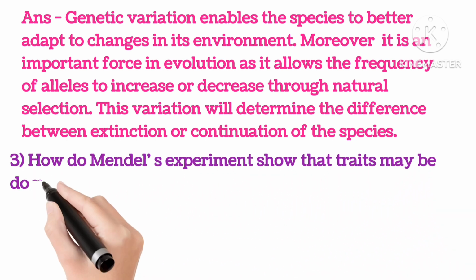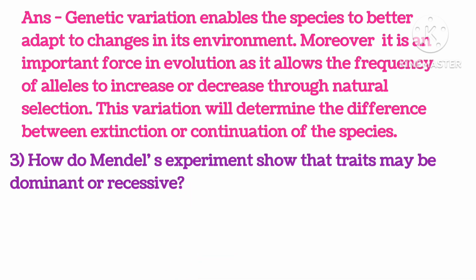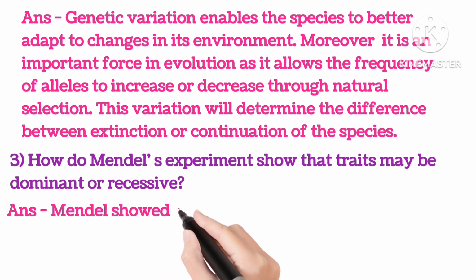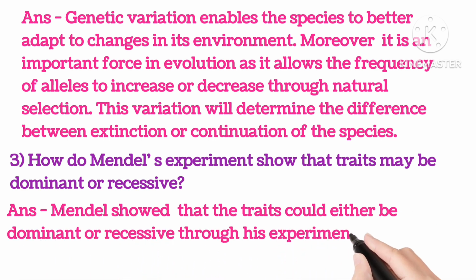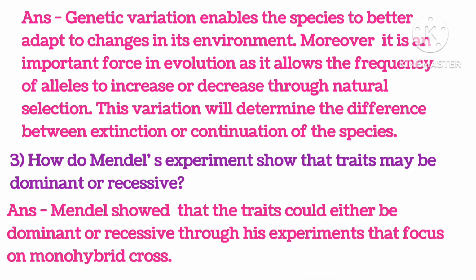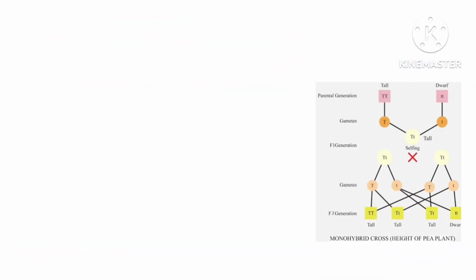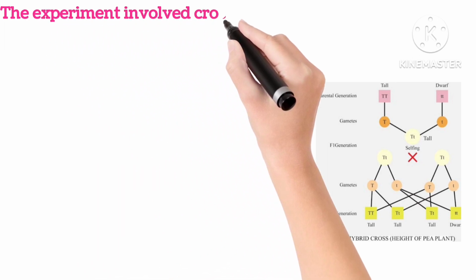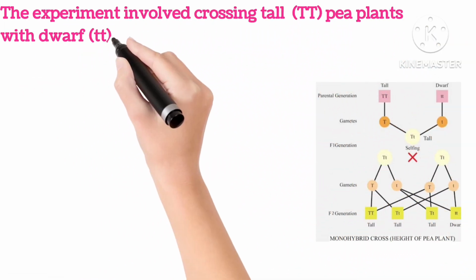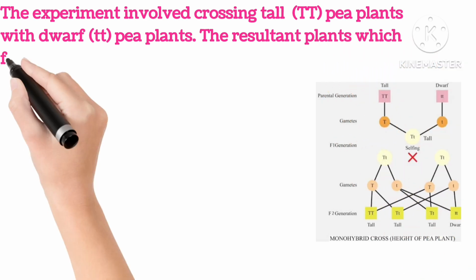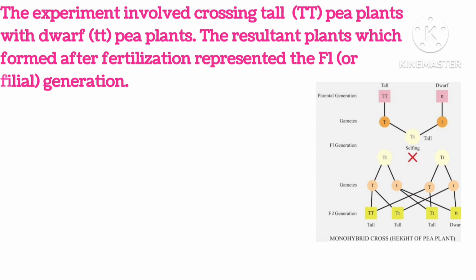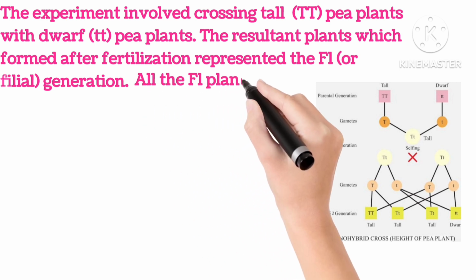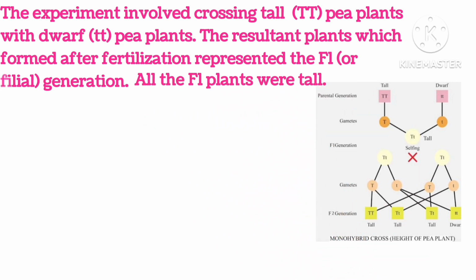Third, how do Mendel's experiments show that the trait may be dominant or recessive? Mendel showed that the trait could either be dominant or recessive through his experiments that focus on monohybrid cross. The experiment involved crossing tall pea plants with dwarf pea plants. The resultant plants, which formed after fertilization, represented the F1 generation or filial generation. All the F1 plants were tall.